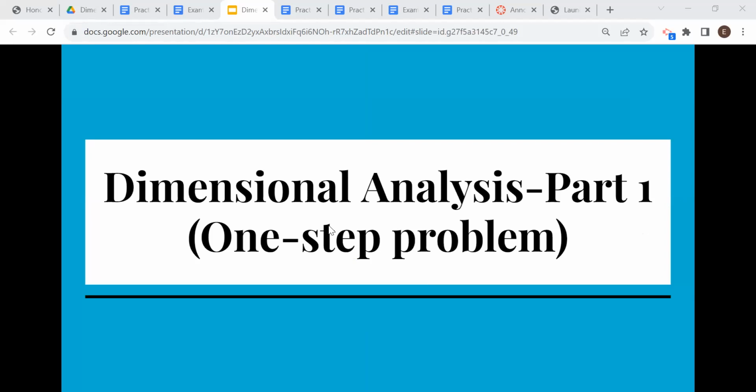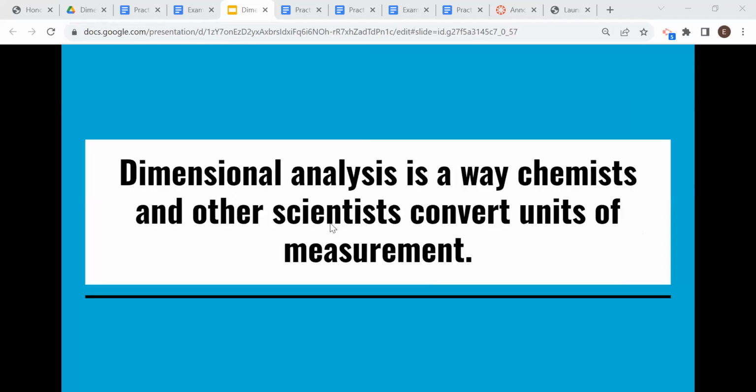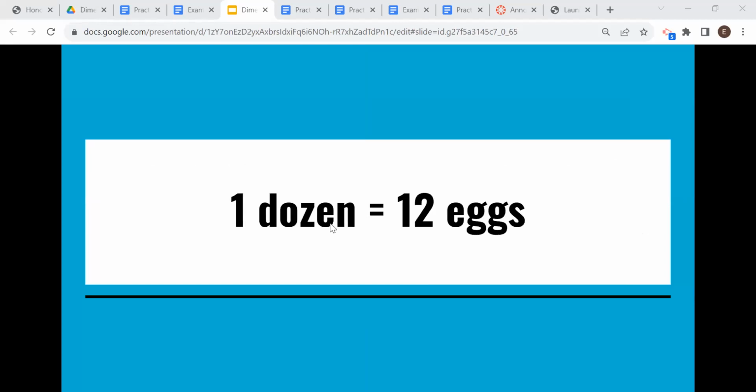Dimensional Analysis Part 1, One-Step Problem. What is dimensional analysis? Dimensional analysis is a way chemists and other scientists convert units of measurement. To explain it better, when we are looking at dimensional analysis, we are looking at unit conversion.